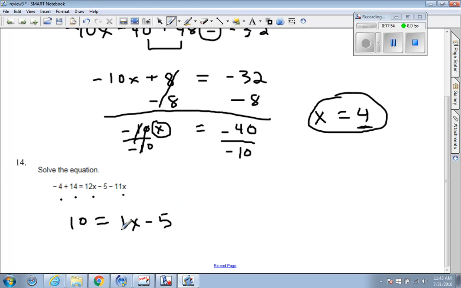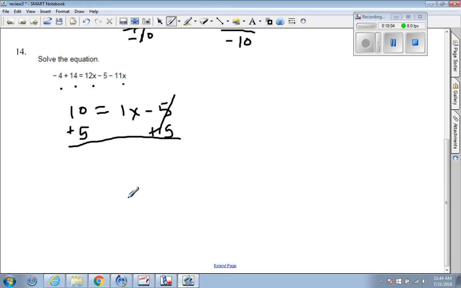Okay, now we want to get x by itself. All we really need to do is add 5 to the other side to balance that out. So 10 and 5 makes 15. So 15 equals 1x. That means the same thing as x is 15. 1x and x are synonymous.